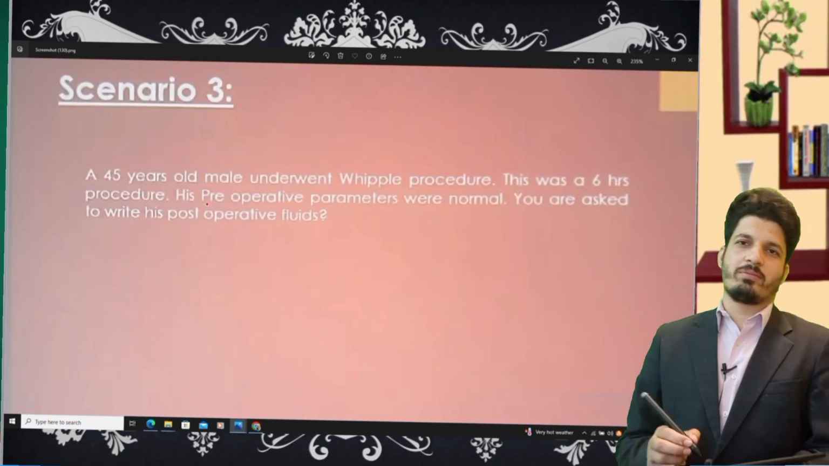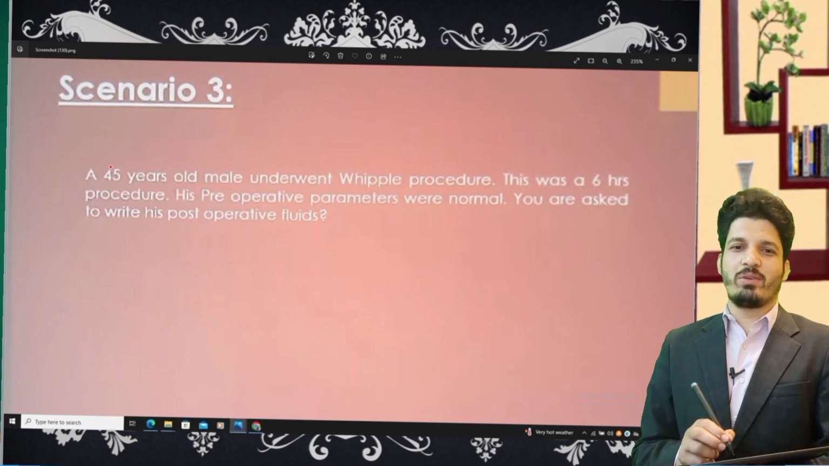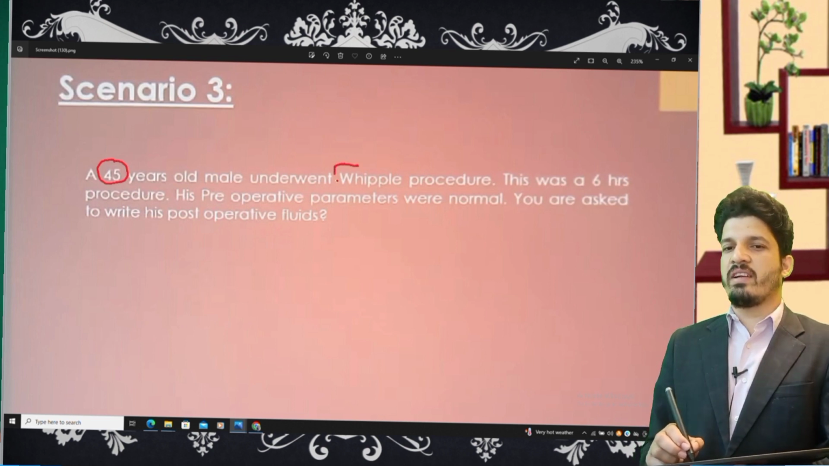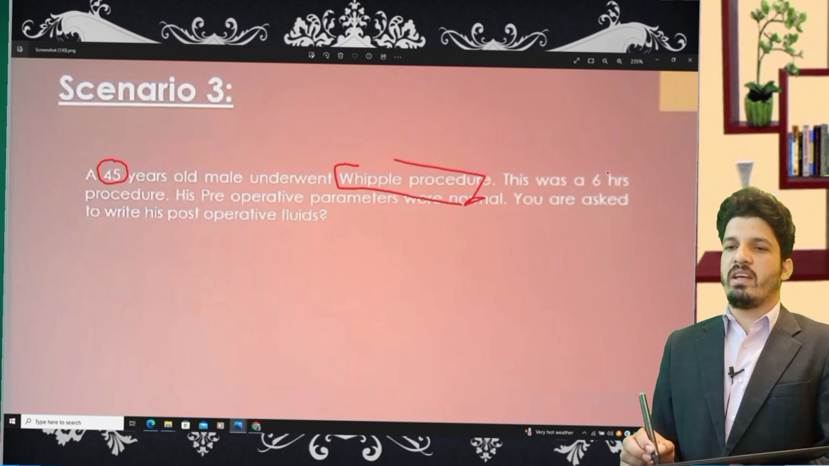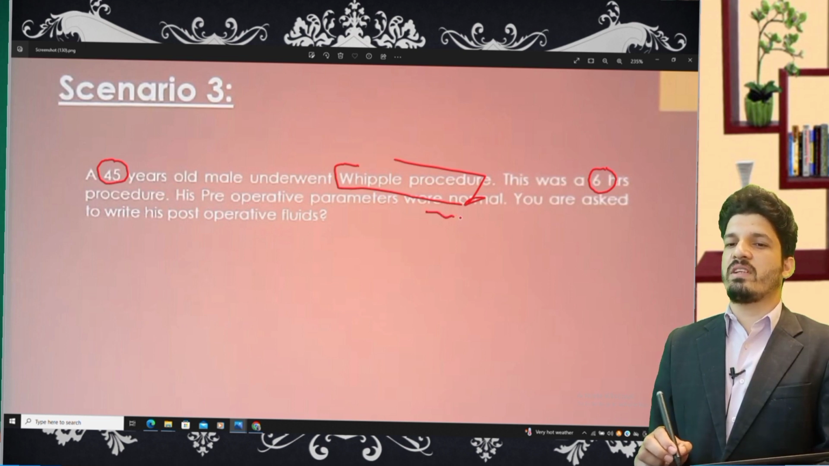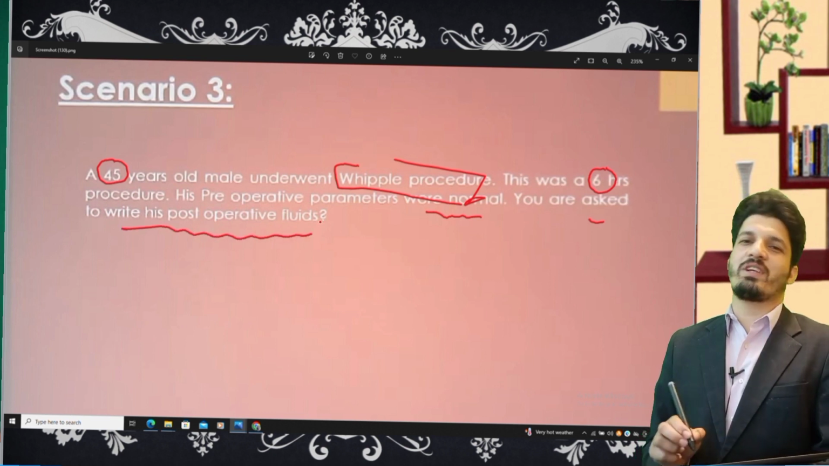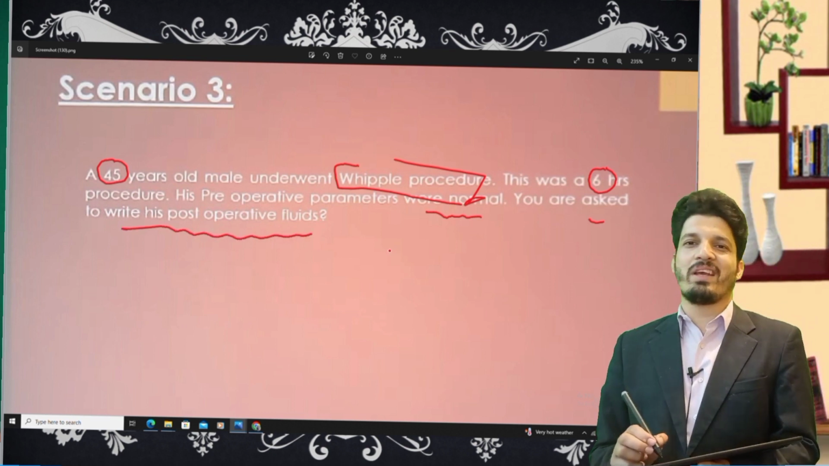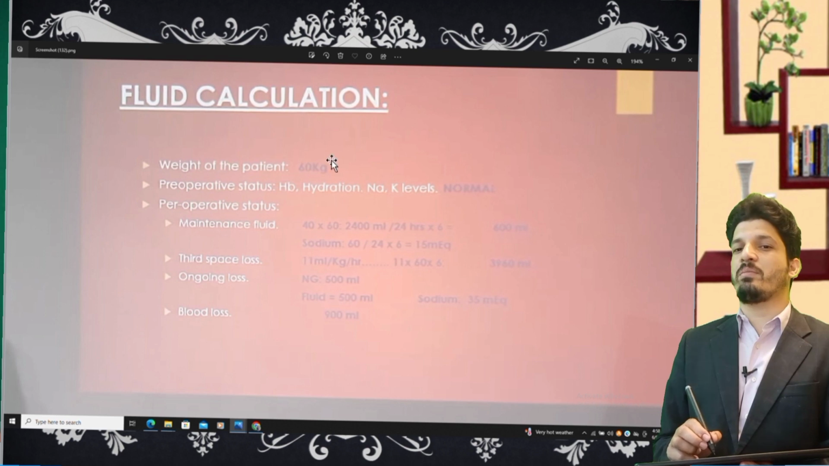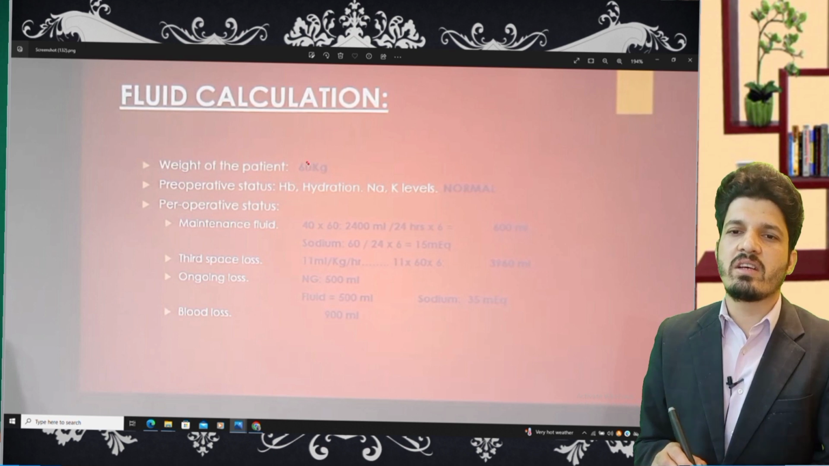Now finally we are making things more complicated for you, and there is one more scenario. A 45 years old male patient underwent the Whipple procedure, and the operative time was 6 hours, and the pre-operative parameters were normal, and you are asked to write his post-operative fluid. So now proceeding towards this scenario, this is somewhat complicated. The information we have been given is that the weight of the patient is 40 kg, sorry, it's 60 kg.